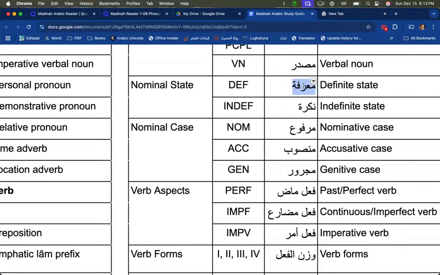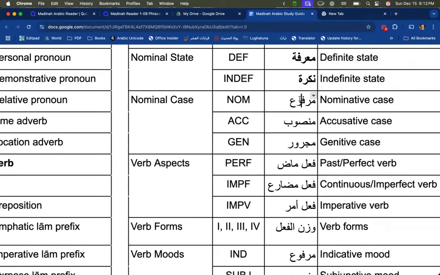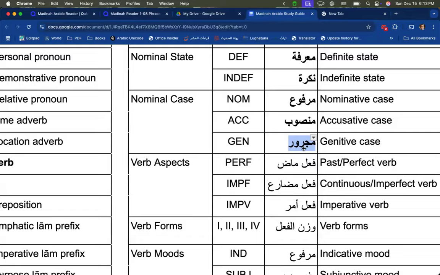Ma'rifa, nakira, we've done. Ma'rifa is something that is definite, al-baytu, right? And nakira is indefinite, like baytun. We've done marfu, baytun. We've done mansub, like Muhammadan instead of Muhammadin or Muhammadun. We've done that just a little bit. Majroor, we have done, for example, ala Muhammadin sallallahu alayhi wasallam, majroor.